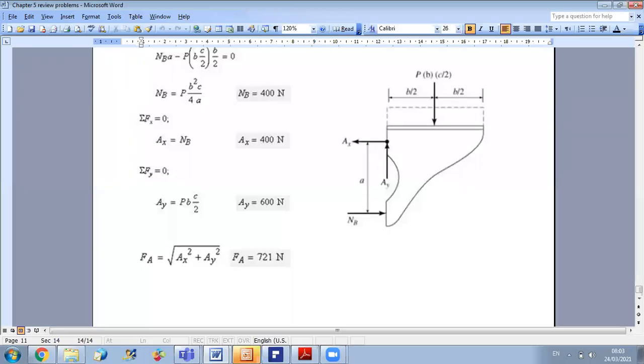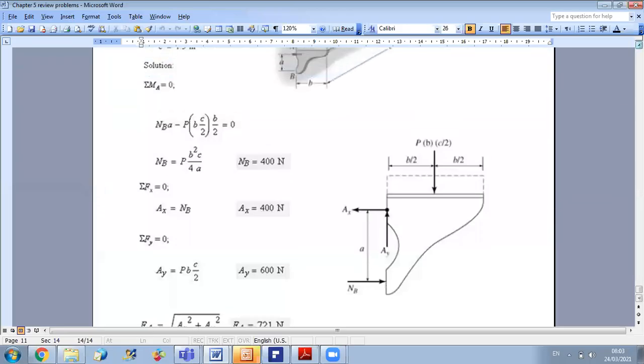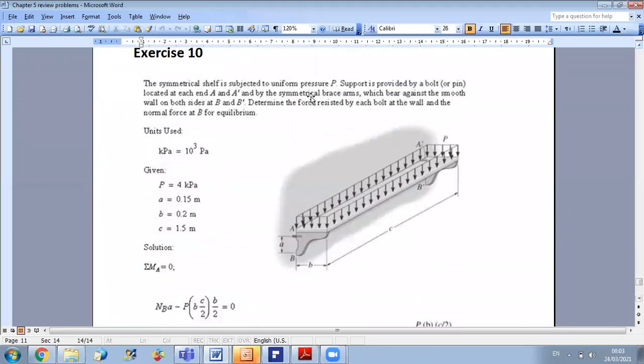We still have one problem in equilibrium. The symmetrical shelf is subjected to uniform pressure P. Support is provided by a bolt or pin located at each end A and A prime, and by the symmetrical brace arms which wear against the smooth wall on both sides at B and B prime. Determine the force resisted by each bolt at the wall and the normal force at B for equilibrium.